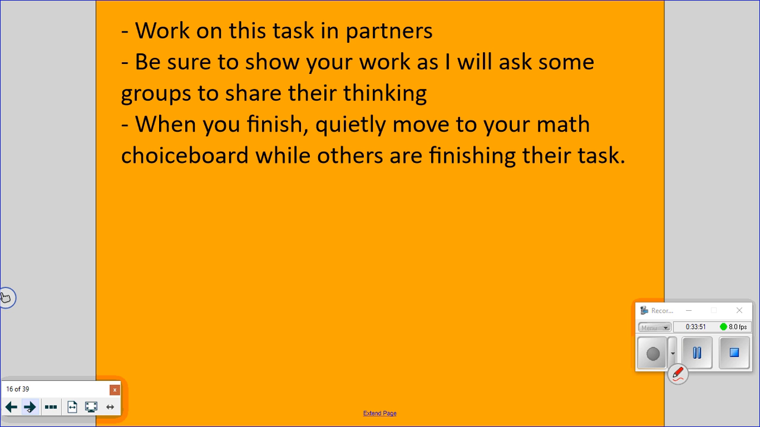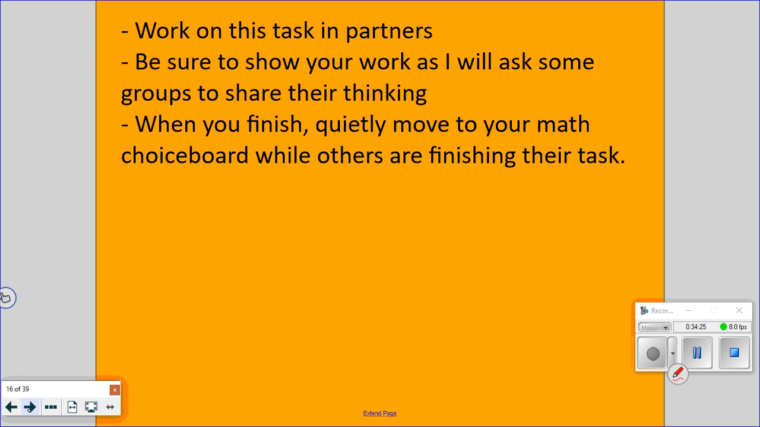These are your directions for the task. You're going to work in partners to do it. Please work together. Draw a picture. Challenge: see if you can come up with a bar model. That's a challenge. You'll see if you can try it. Make sure you're showing your work, because at the end I'm going to have some groups share. And I want you to be able to share your thoughts, so make sure you're working with your partner so that you know how to explain it.